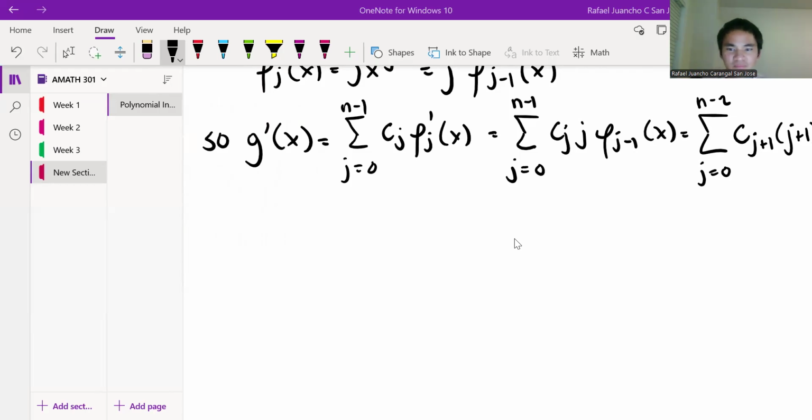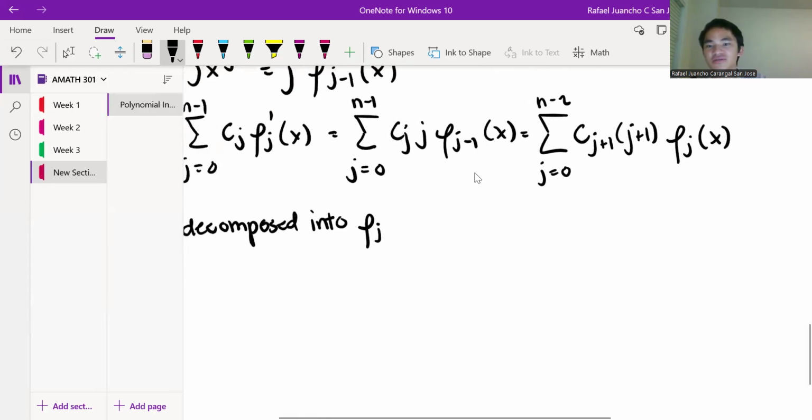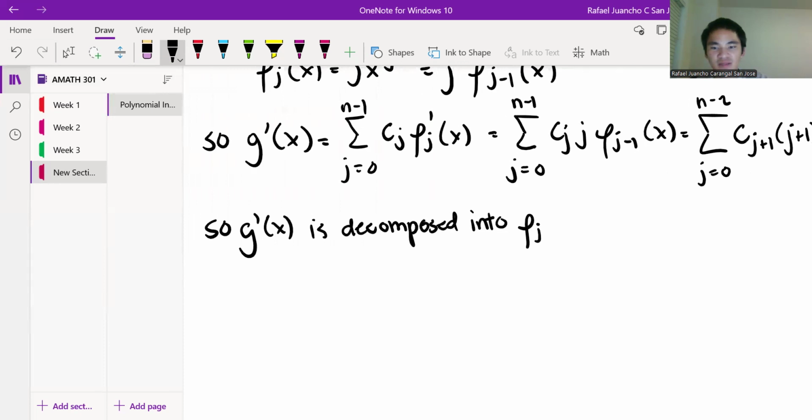So at the end of the day, what do we realize? We realize that g prime of x is a function that is also decomposed. So again, when we decompose something, it's usually good because we increase efficiency or we make it faster, into rho sub j. So at the end of the day, it's going to continue going up until we reach rho sub j, right?